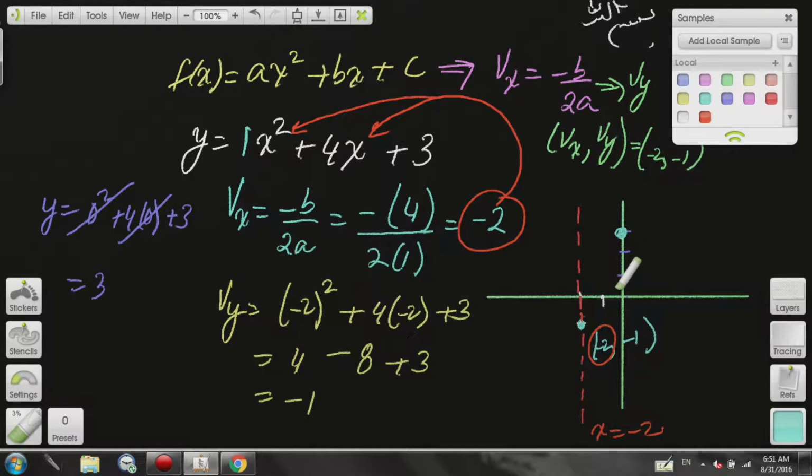Now, the graph is symmetrical. So if you go 2 this way, and you go up over here to 3, then that's going to be negative 4 and 3. That's going to be another point that we need. And then you can just graph, right? So you can just go like this.